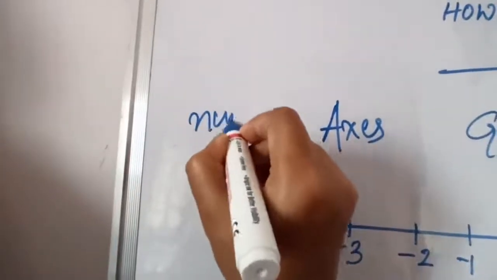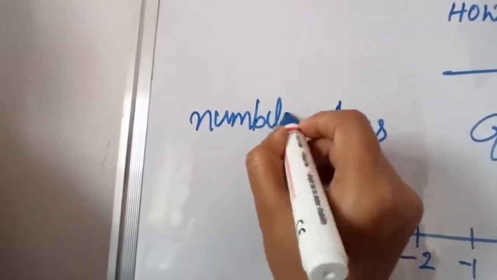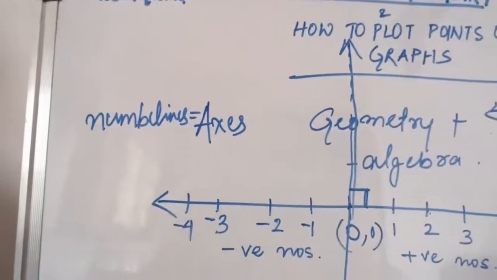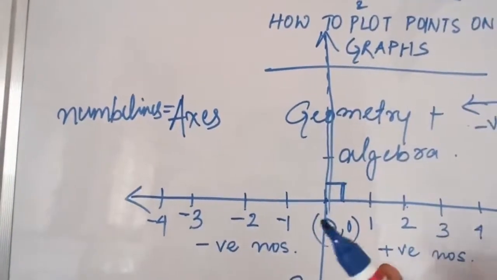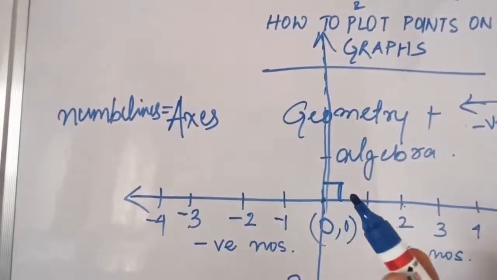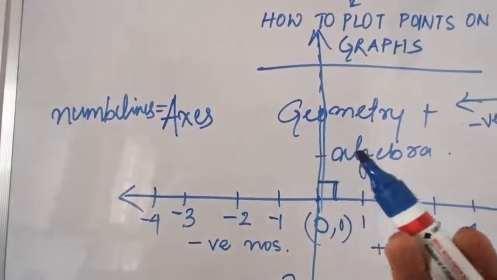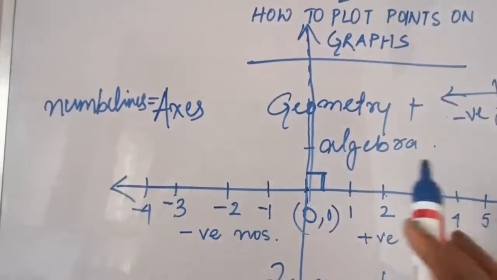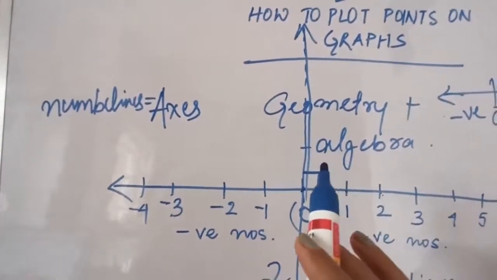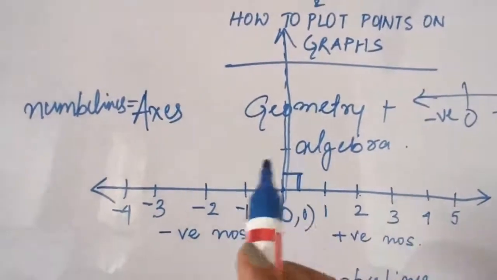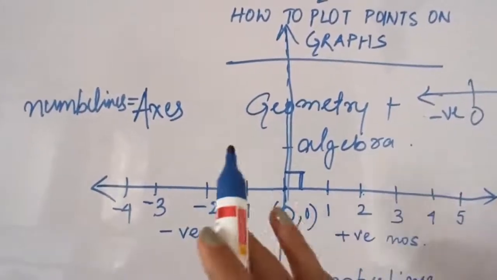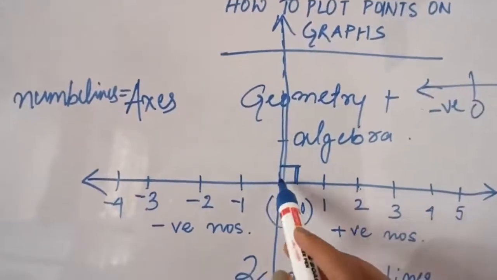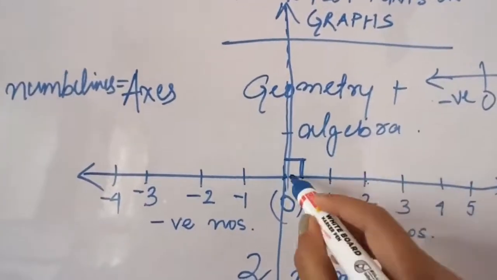Number lines in coordinate geometry are denoted as axes. Don't get confused when I say x-axis, y-axis and all those things. There is nothing to worry about. It's just the number lines. And when these number lines intersect with one another at a particular point, that is known as the origin.